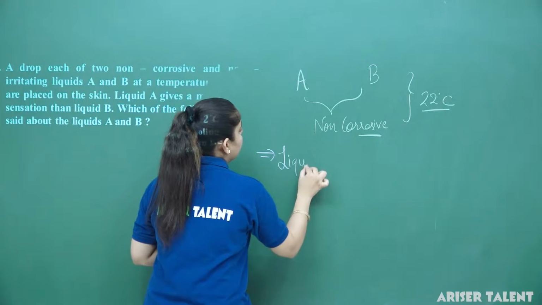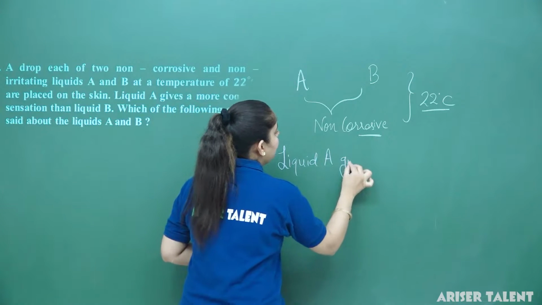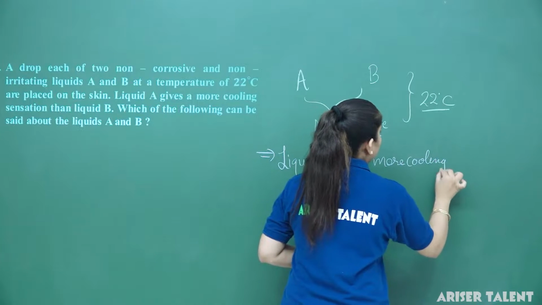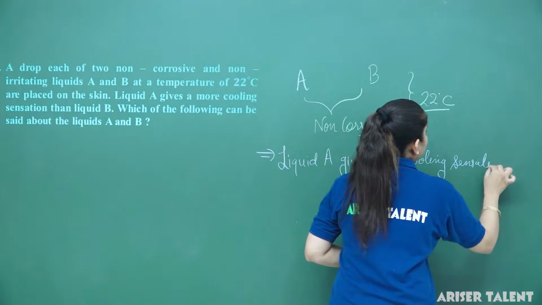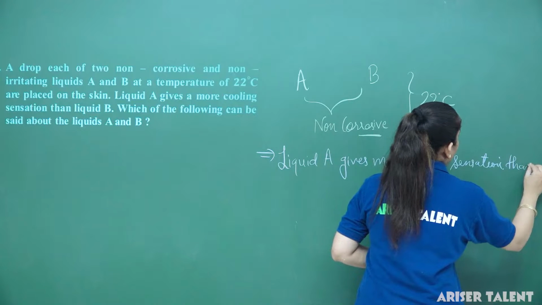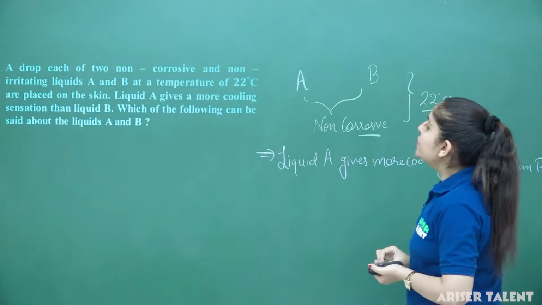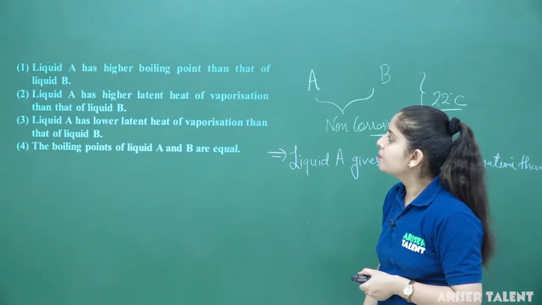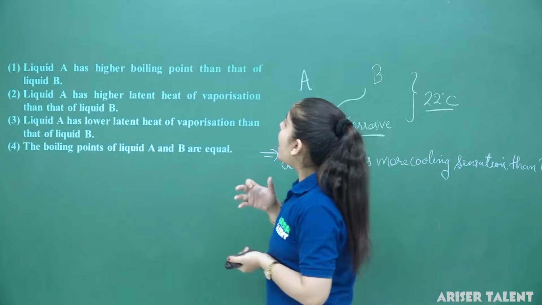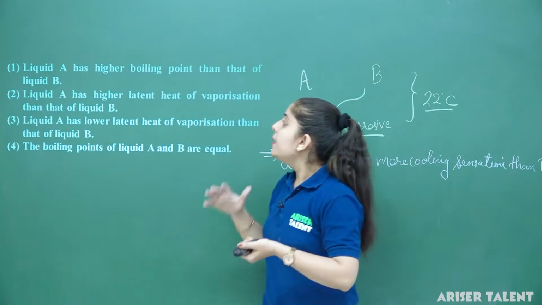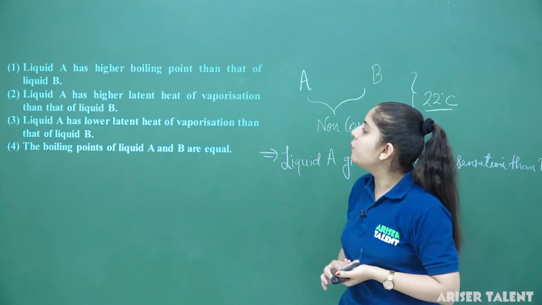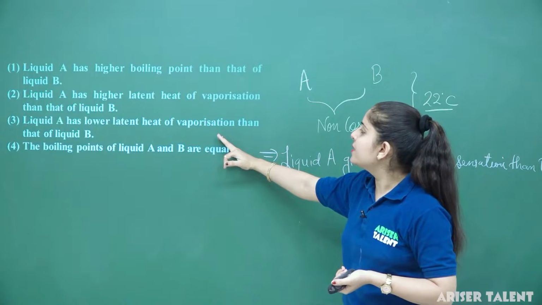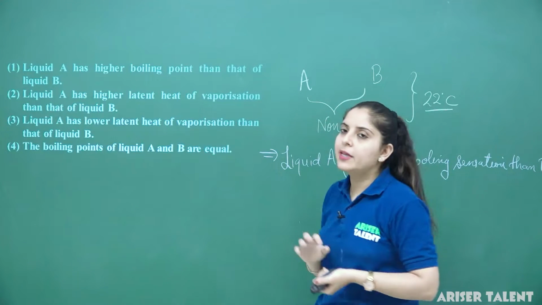Liquid A gives more cooling sensation than B. Which of the following can be said about the liquids A and B? So let's check the options here. Liquid A has higher boiling point than liquid B. Liquid A has higher latent heat of vaporization than liquid B. Liquid A has lower latent heat of vaporization than B, and boiling points of both A and B are equal.